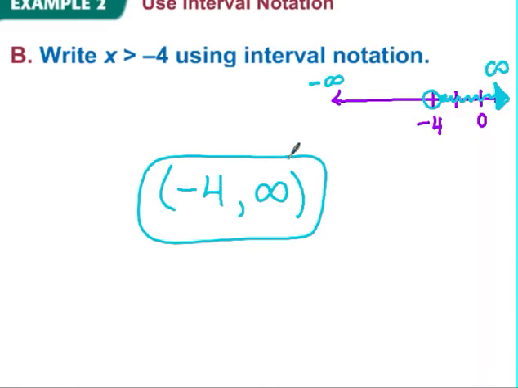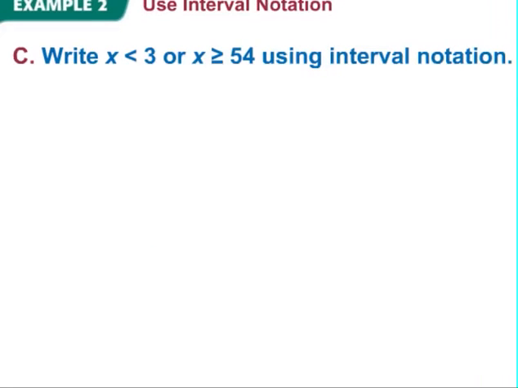All right, let's look at another one. Write this using interval notation. So we're going to split up, divide, and conquer. I want this half of the room here, you're going to do the first part, the x is less than 3. This half over here, I want you to do the x is greater than or equal to 54. When you get it done, I need somebody to tell me what it is, and then we'll talk about how you do that in your final answer.